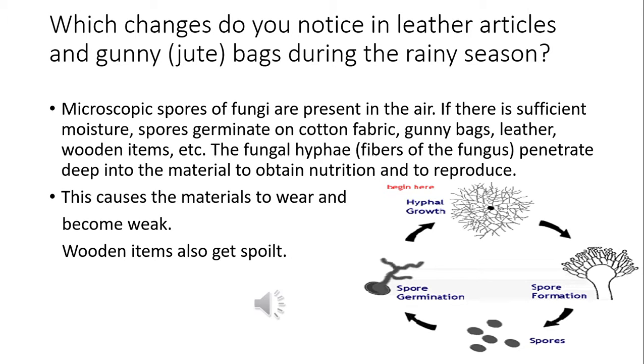The fungal hyphae are the fibers of the fungus. They penetrate deep into the material to obtain nutrition for themselves, and that's how they are able to reproduce after landing onto these articles such as leather, wood, gunny bags, and fabrics. This growth of fungal hyphae causes the material to wear and become weak. They can also affect wooden items, and the wooden items can get spoiled because of the growth of the fungus.